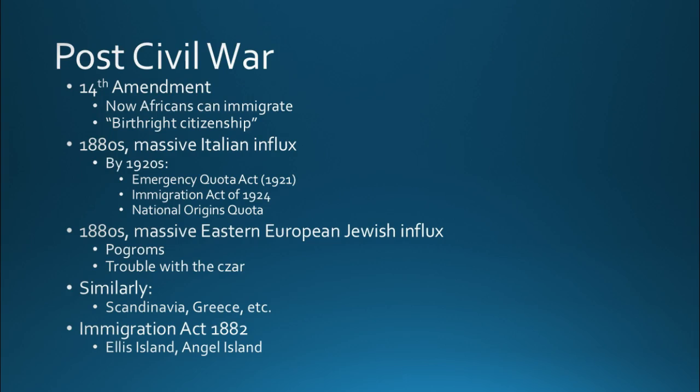Well, the 14th Amendment said anybody born in the United States is a citizen, including ex-slaves. That not only gives the ex-slaves citizenship, it also means that now Africans can immigrate to the United States as much as or as little as anybody else. And so an African immigrant can also legally apply for citizenship. It's a small thing, but it's worth noticing. Also worth noticing is birthright citizenship. The 14th Amendment clarifies that you get to be an American citizen if you are born in the United States. That's what it says.